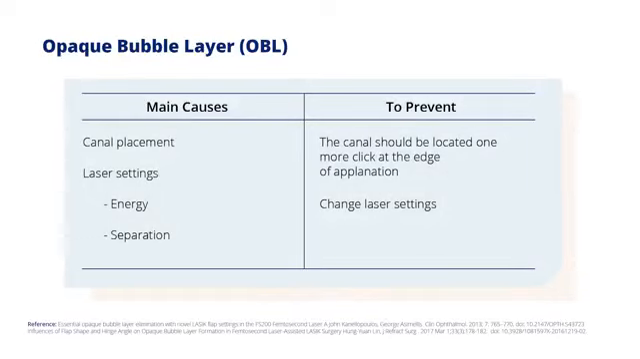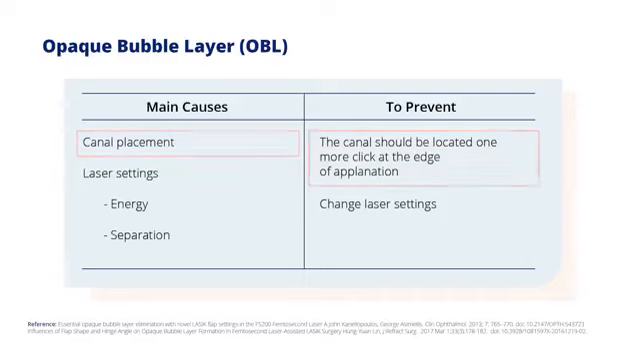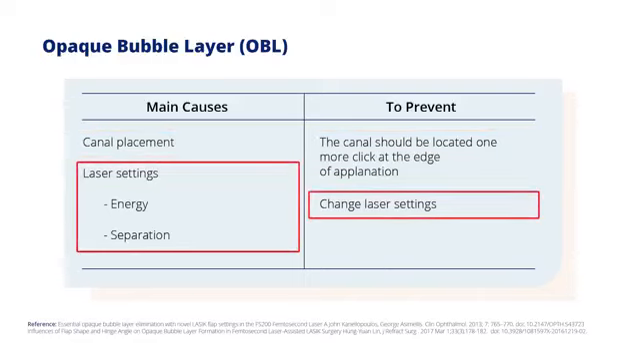About opaque bubble layer, OBL: the canal placement of the flap should be located one click outside the edge of the watermark to prevent OBL. OBL due to laser settings can be adjusted by the local service engineer, for example laser energy, spot and line separation.